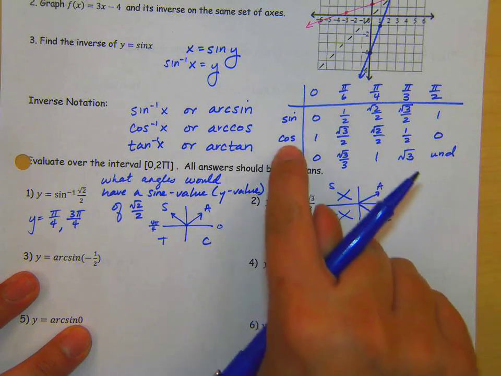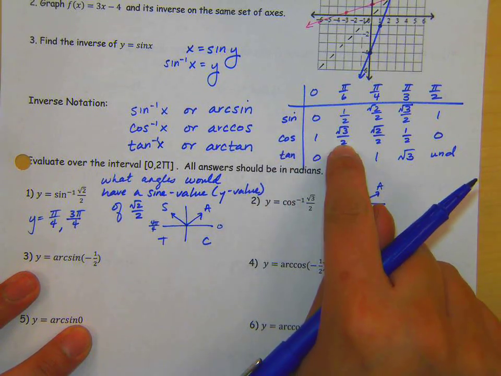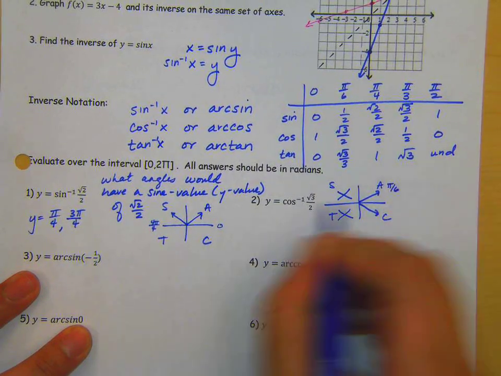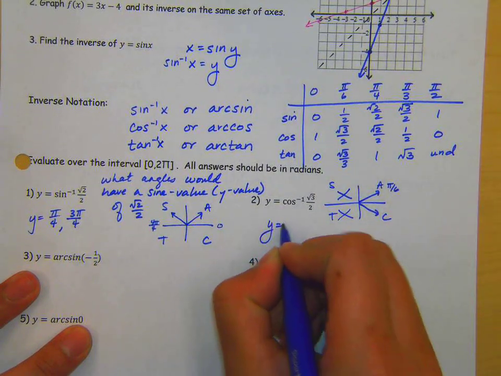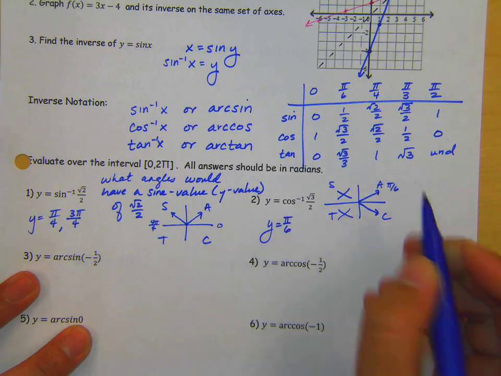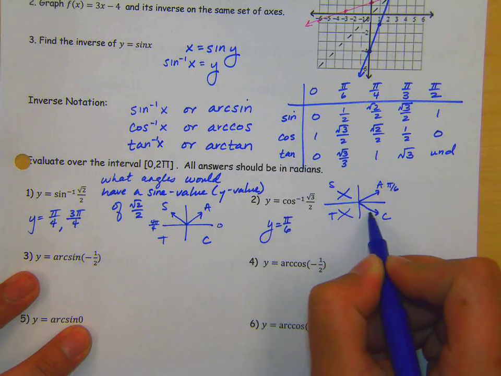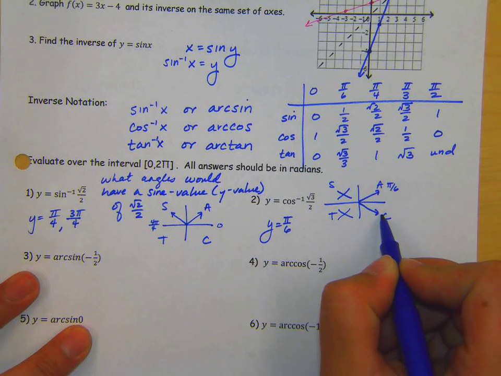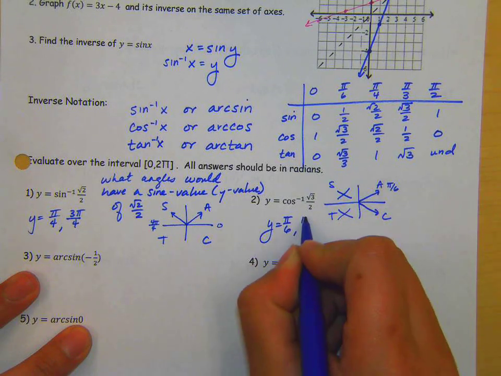Cosine. Root 3 over 2 is right here. So pi over 6 is the one that's going to be in the first quadrant. If I go all the way around, this would be 12 pi over 6. So one less than that, a little bit less than that, would be 11 pi over 6.